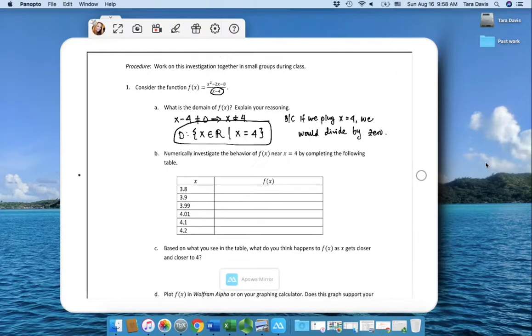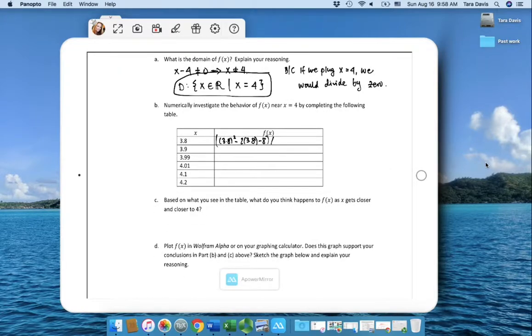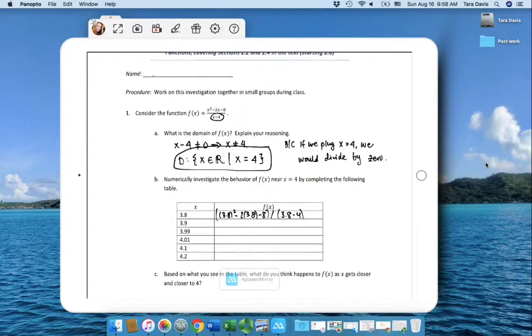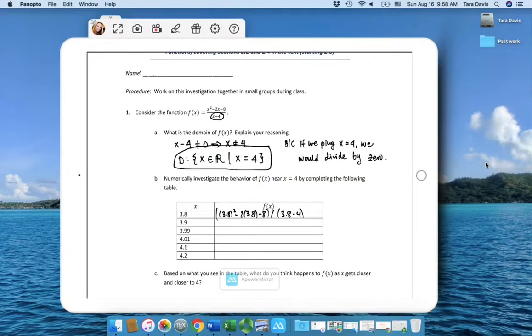Let me push this so that we can see the equation. So we're going to be doing 3.8 squared minus 2 times 3.8 minus 8 all over 3.8 minus 4. Okay, so just to make sure you know where that is coming from, I'm taking 3.8 and plugging it in everywhere that I see the x in the equation, in those 3 places. And I'm going to plug that in on my calculator, and you should do the same thing.